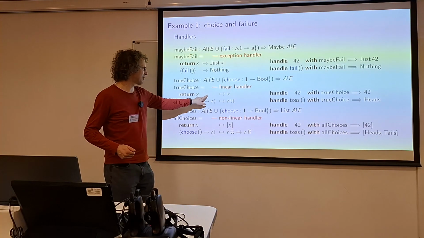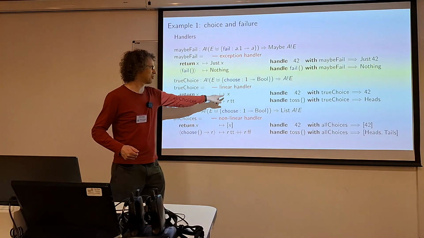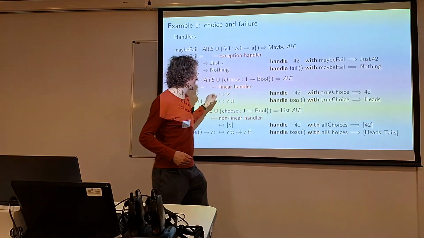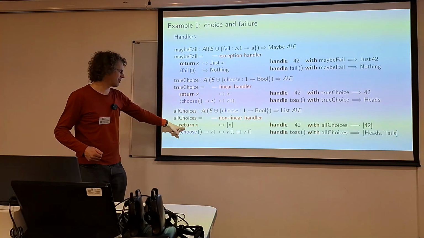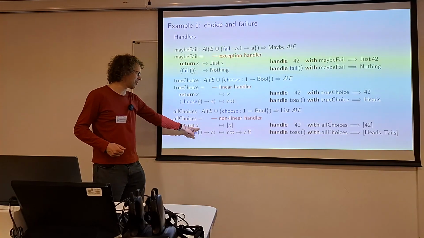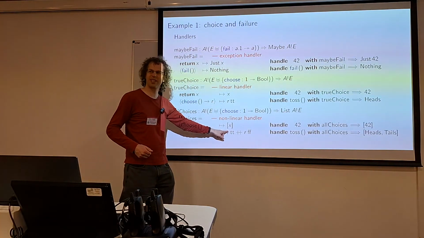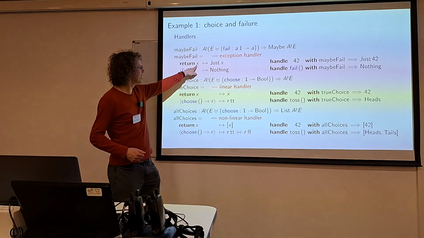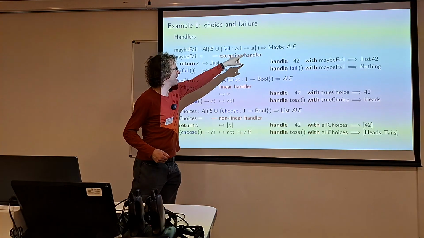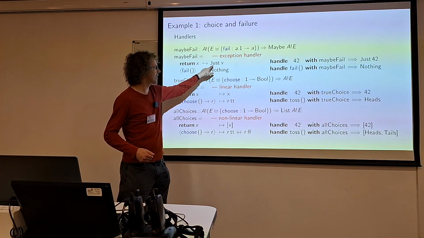And very often, it's just the identity. It just says, oh, well, you get an X, return an X, if the type here and here is the same, in A and in A. But in this case, for instance, because we want to return a list of A's, if we get a value back, we need to make sure we return a singleton list. Similarly, with the exception handler, when we were interpreting A as maybe A, we turned X into just of X.